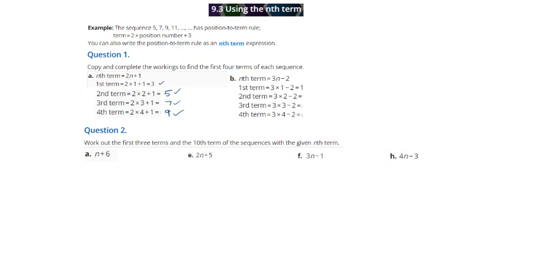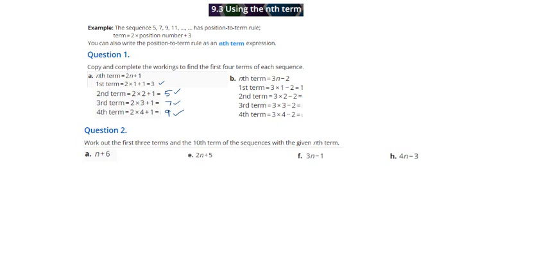Moving on to question B. Here the position to term rule or nth term is 3n minus 2. In this expression, we need to replace n by 1, 2, 3, 4 to find the first term, second term, third term and fourth term. Now when we replace n by various values, we get the value for the first term as 1.